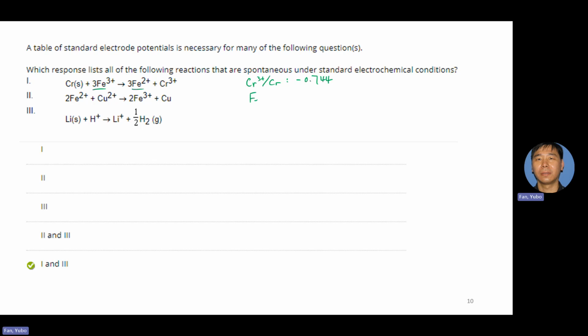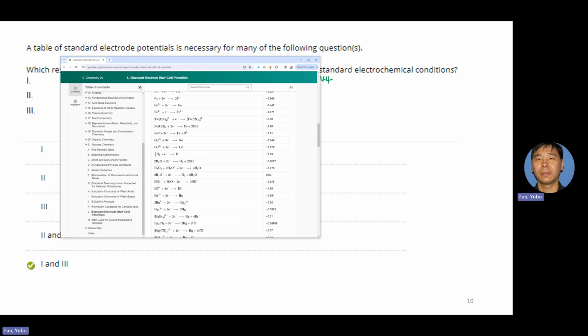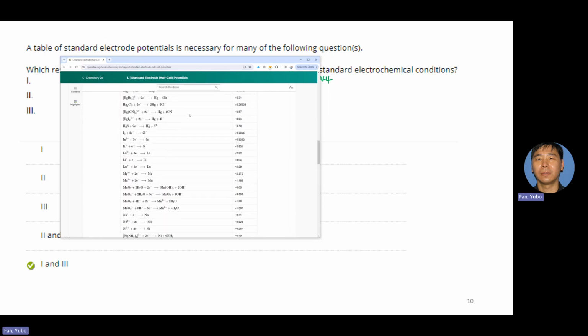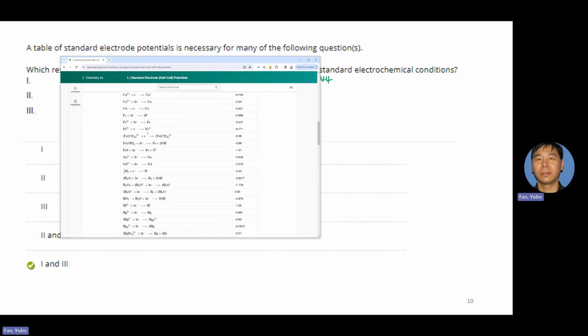For the iron 3 to iron 2, be careful. There are several potentials that include iron. It should be iron 3 plus to 2 plus. Let me show you if you need to find it. Here we go to iron. There are several of them. You see, there is iron 3 to iron 2. So we choose this one, not iron 2 to iron, since we have a bunch of different irons. Choose the correct one.